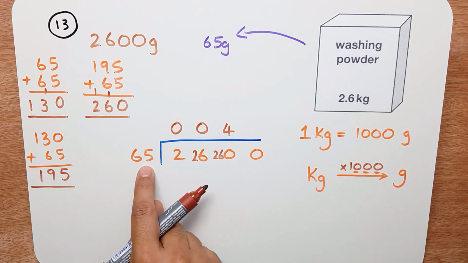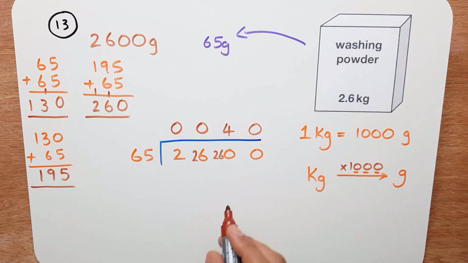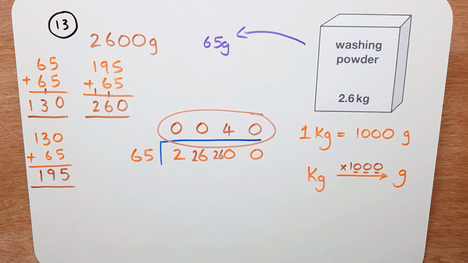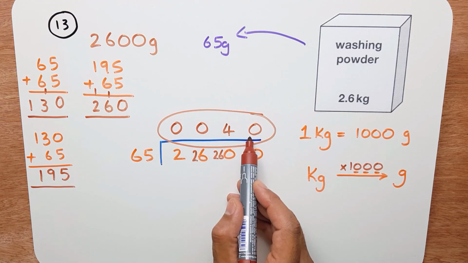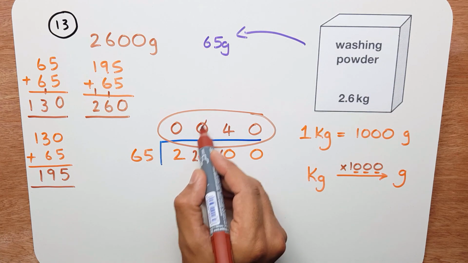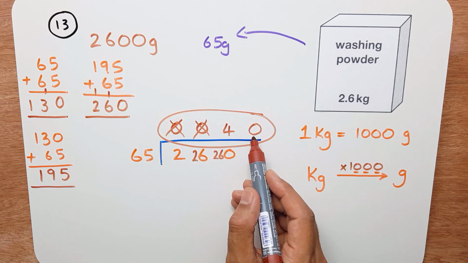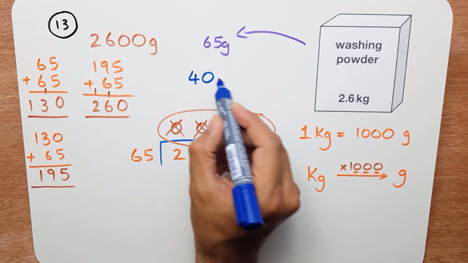How many 65s are there in 0? 0. And we can stop there. So that there is the answer. 0, 0, 4, 0. But what did we say about leading zeros? We can cross them out or ignore them. So our answer is 40. So we know Jack can have 40 washes from there.